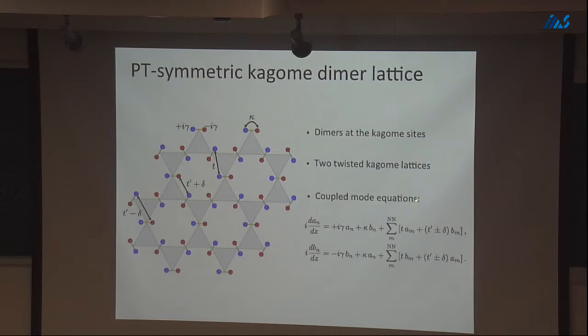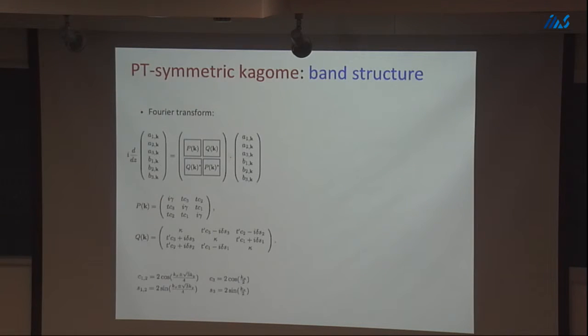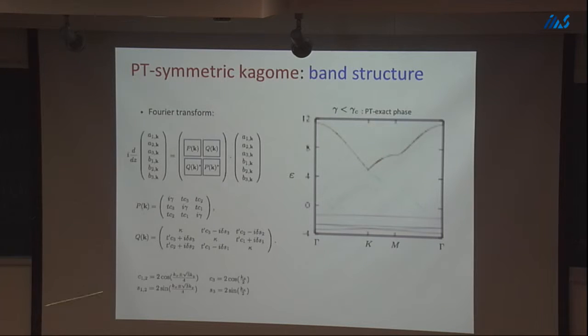Okay, so then we have these coupled mode equations, and now we can solve this. We can write them in Fourier transform form. You get these matrices, and the matrices look particularly like this. Here is the gamma, and all the other stuff, T prime, coupling kappa, and other things are contained in here. So we can actually solve this and get the following dispersion.